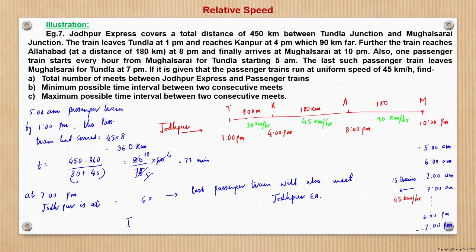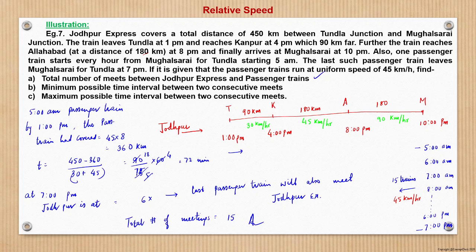So the total number of meetings is what? The number of trains becomes the number of meetings. So that is nothing but 15, the answer to the first part, right? So 15 trains leave from Mughalsarai. All the trains will meet Jodhpur on the way. Jodhpur is moving from Tunda to Mughalsarai, and these passenger trains are moving from Mughalsarai to Tunda. So that is the answer to the first part.